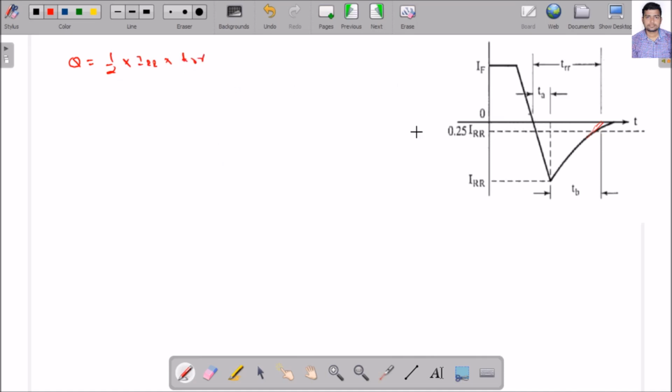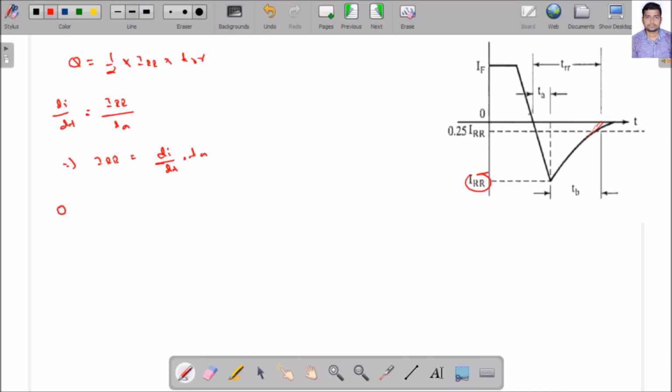Tell me what is the slope here? Slope means di by dt. What is di by dt? The height is IRR, divided by the time here, TA. Clear? So this is di by dt. Then from this calculate what is IRR. IRR is nothing but di by dt into TA.